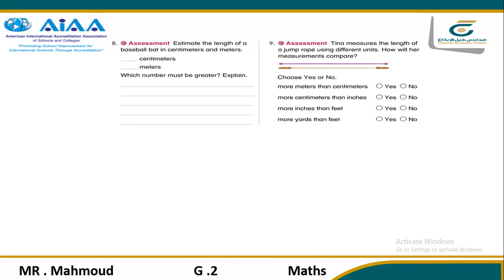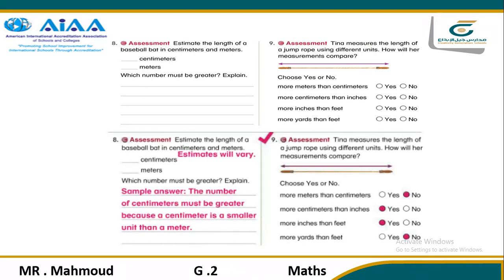Another question. Number 8 here. He wants to estimate the length of a baseball bat in centimeters and meters. So if you want to measure it, you will find here it's about 1 meter and about 97 or 96 centimeters. There's another question here, which number must be greater? We said before, a smaller unit has a greater number. So the number of centimeters must be greater because a centimeter is a smaller unit than a meter.